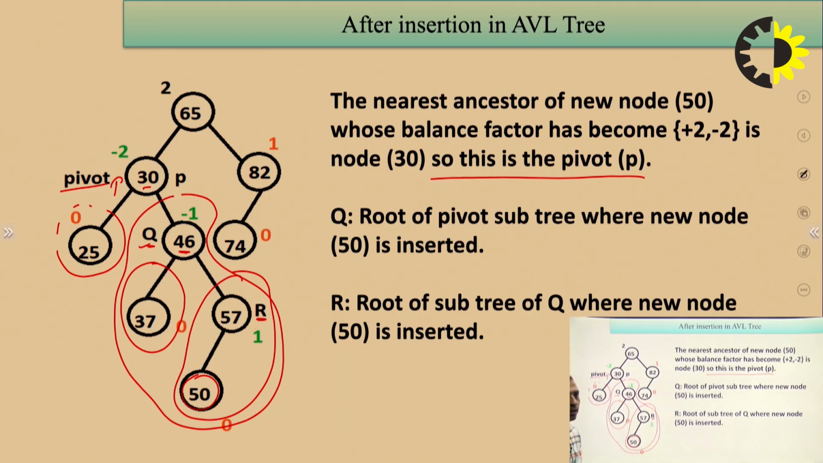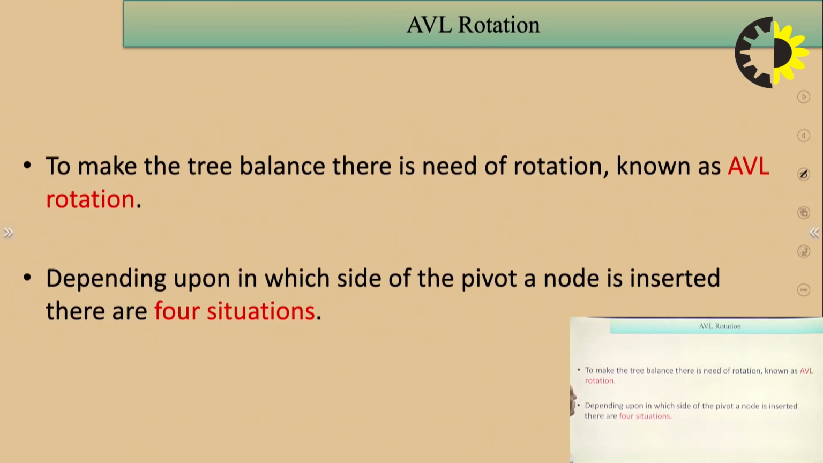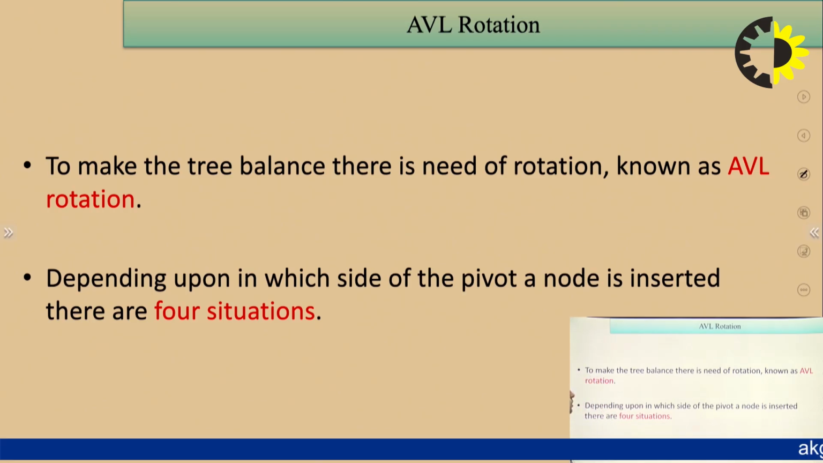So first find the P, Q and R. Now what to do? Now there is a need of AVL rotations, and these AVL rotations are dependent on the situations of the P, Q and R. To make the tree balanced, there is a need of rotation known as the AVL rotation, and depending upon which side of the pivot a node is inserted, there are 4 situations.